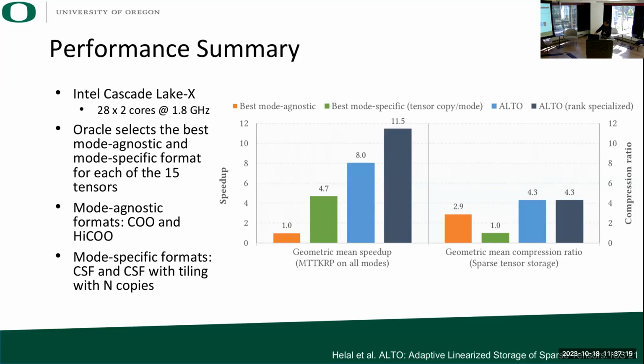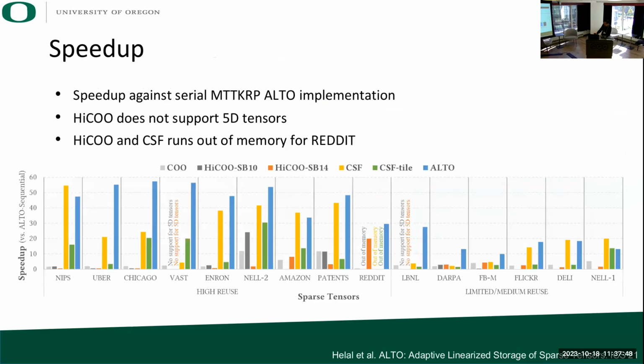If you take the mode specific format with n copies, you can get a 4.7x speedup. By using ALTO, which only keeps one copy in a list-based format, we can get an 8x speedup. And if you specialize the code to target a specific rank, in this case rank 16, we can get an even higher speedup. In terms of compression, we compare against the worst, which is the CSF with n copies. If you use mode agnostic HaiCOO, you get a 2.9x compression. And using ALTO, you get a 4.3x compression in the data. So we're doing fairly well in both performance and compression.